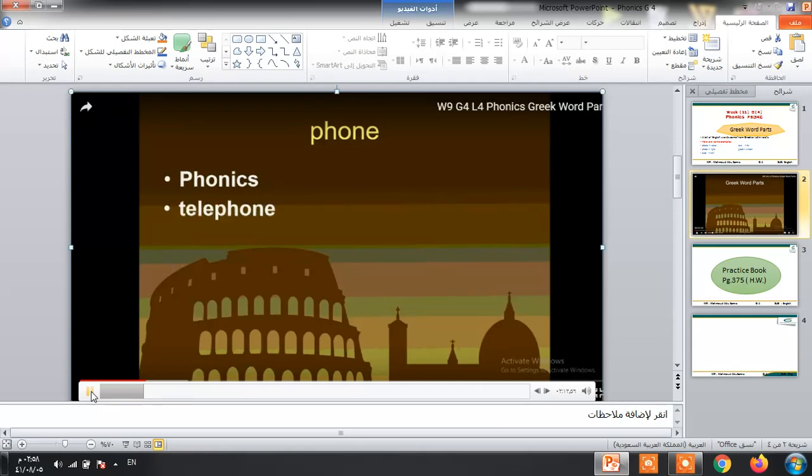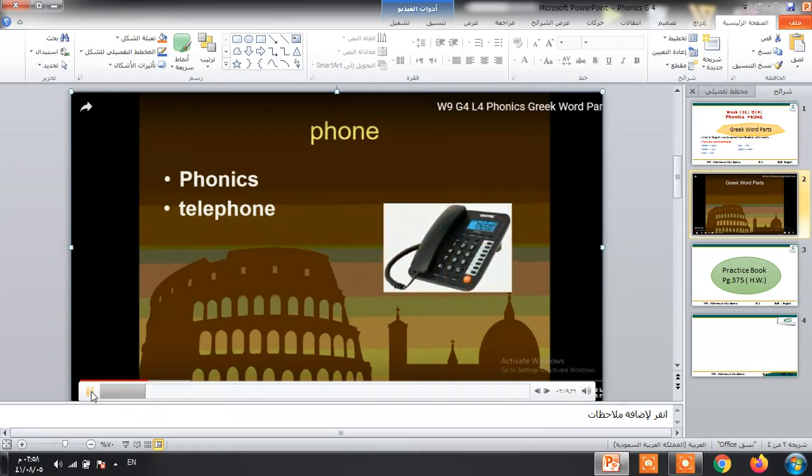Next word is telephone. A telephone is like a phone, only that it's used mainly in homes and companies and agencies. We use the telephones. It's just like a phone. And as I said, the word tele means far. So telephone is to make far sounds or to transfer our sounds from different places.